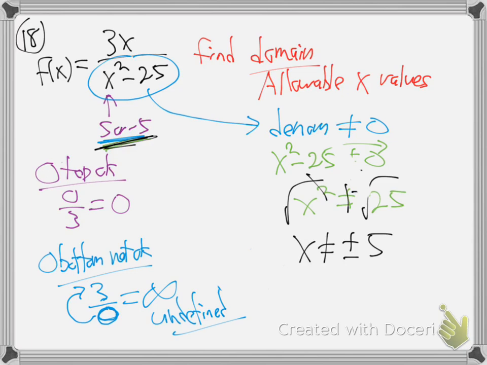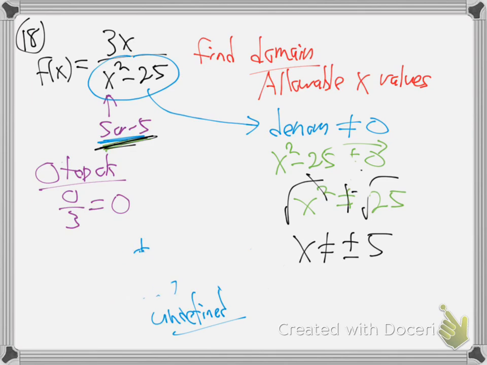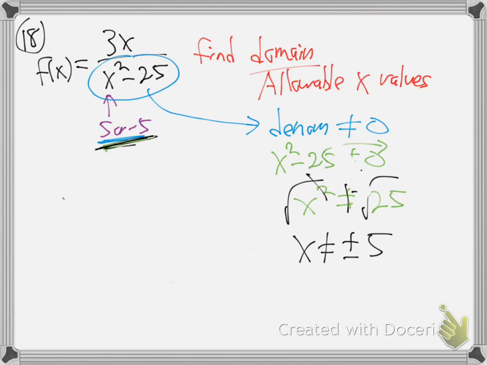So let's change it. Let me get some room over here. How do we say this answer in interval notation? So we want to say x cannot equal 5 or negative 5 on an interval. They want an interval. Here would be 0, here would be negative 5, here would be positive 5.